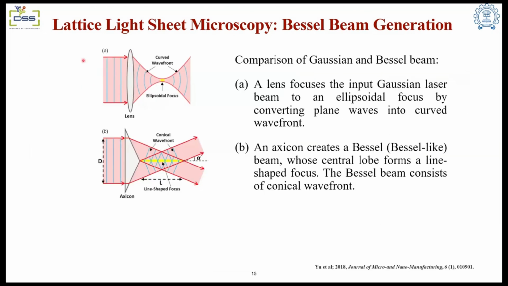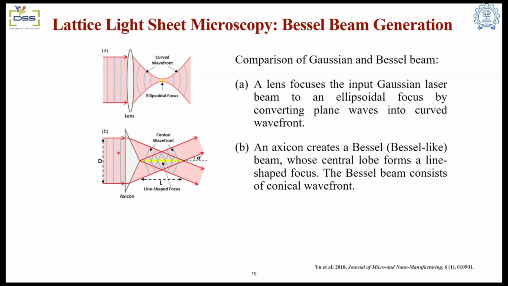But here, let me just give you an example. If the laser is coming, some Gaussian beam, and you are focusing, the laser always focuses like this, and it is known as the ellipsoidal focus. So here you can see it can never be a point source. This is the fundamental property of laser, and this radius is known as the beam waist.